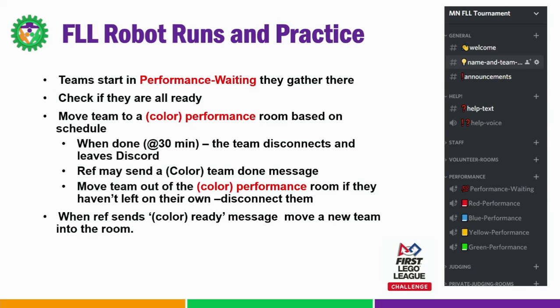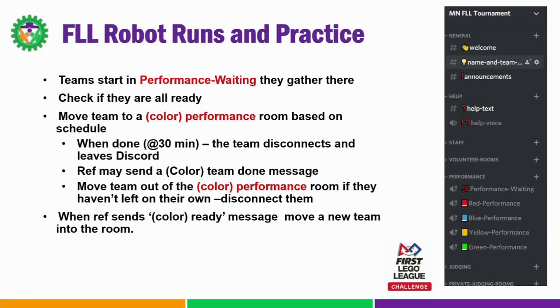For robot runs, the team starts in a performance waiting area until they have all gathered and they're ready. You'll notice, Barb, that I added a picture on the side of the website of what it looks like. So this top one is performance waiting, and then there's a performance table. We're using the same words we used before for red, blue, yellow, and green. There'll be a schedule that tells what teams go to what color and what refs go to what color. So hopefully they remember, but they may not. So they may be asking, what color am I in?